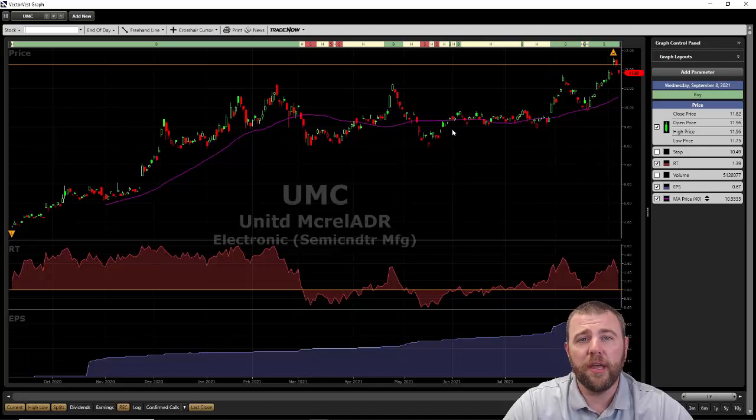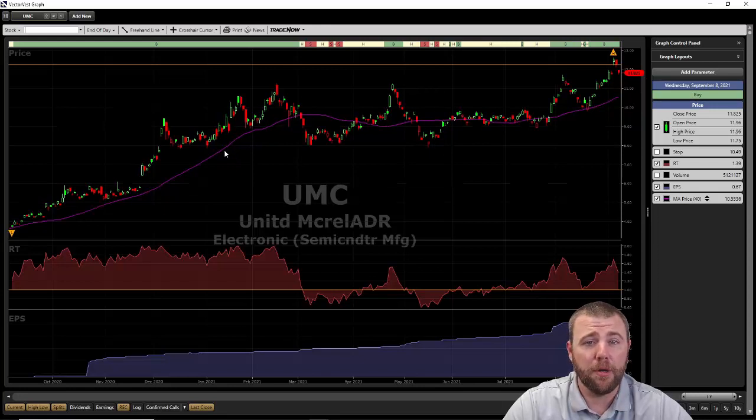and what we're looking at right now is the price shown in candlesticks at the top. We have a 40-day simple moving average shown as that purple line. The red area graph down here is the RT, or relative timing, which shows the short-term price trend of the stock. And then below that we get the EPS, or earnings per share.